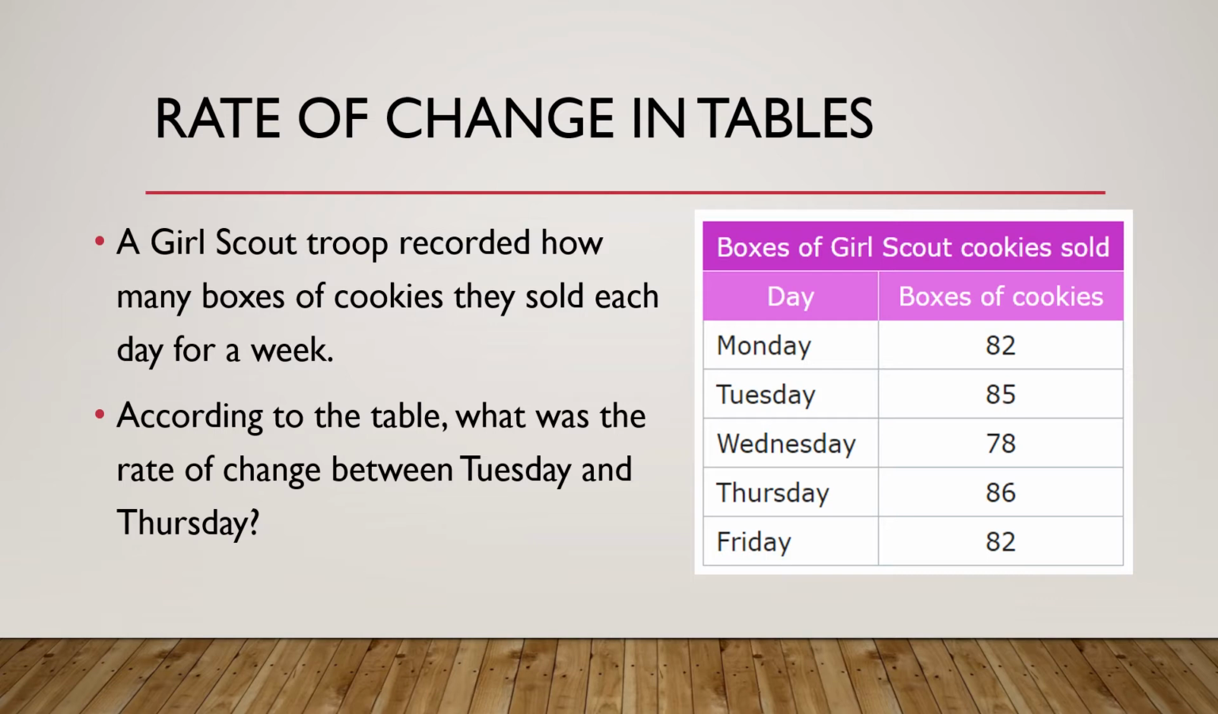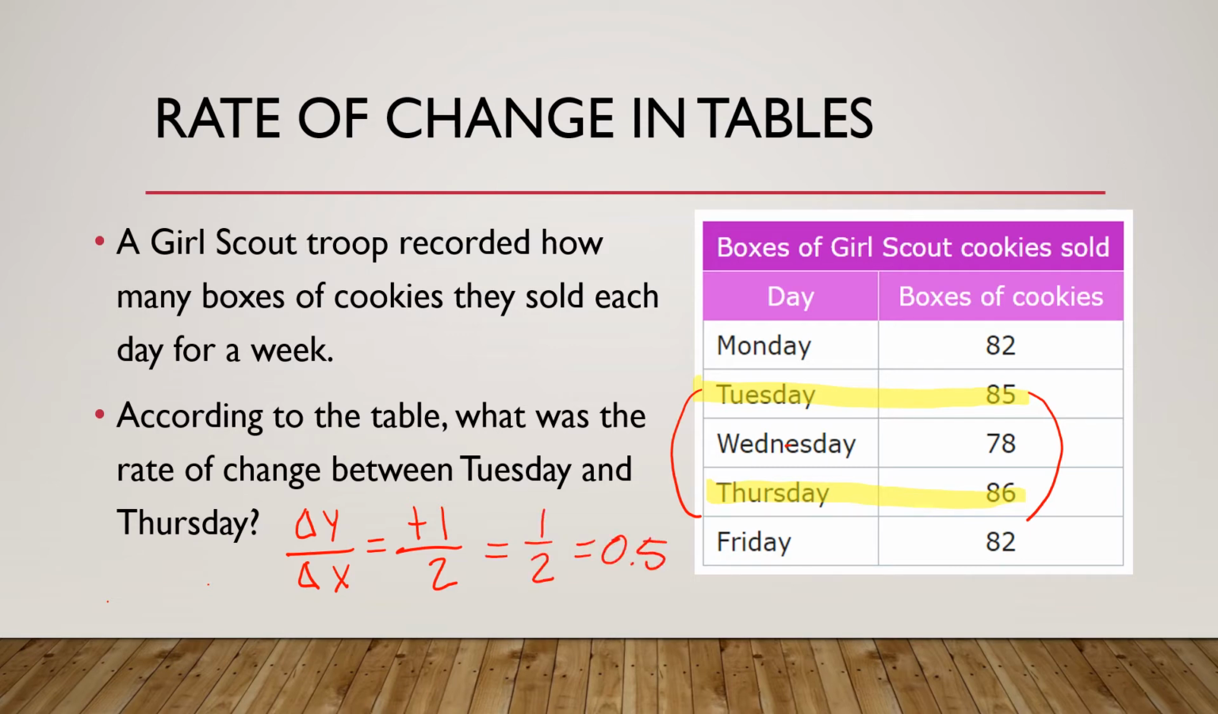A Girl Scout troop recorded how many boxes of cookies they sold each day for a week. According to the table, what was the rate of change between Tuesday and Thursday? So Tuesday and Thursday. So from 85 to 86, remember we're still doing that change in y over change in x, and that is an increase of 1. And then from Tuesday to Thursday, so you don't count Tuesday, so Wednesday, Thursday, that's 2 days. And positive 1 divided by positive 2, which is the same as a half, or 0.5. So either one of those would correctly write the rate of change.